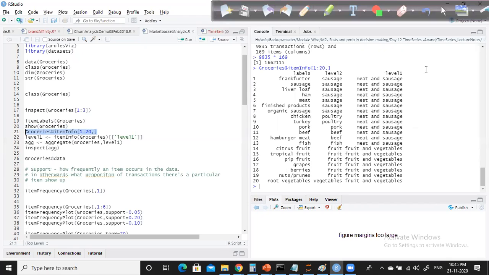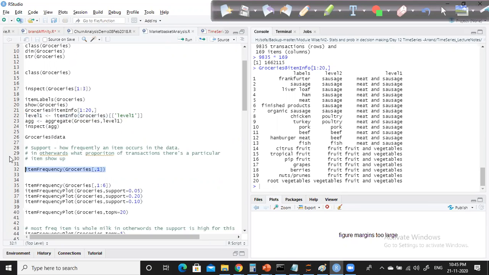it gives me different levels. In meat and sausage, you have some meat and sausage items, and these are Frankfurter and different brands for different things. Different sausages are available. You can see the label using item info, and level one also. If you want to check only level one, you can say that. But the useful function is item frequency.